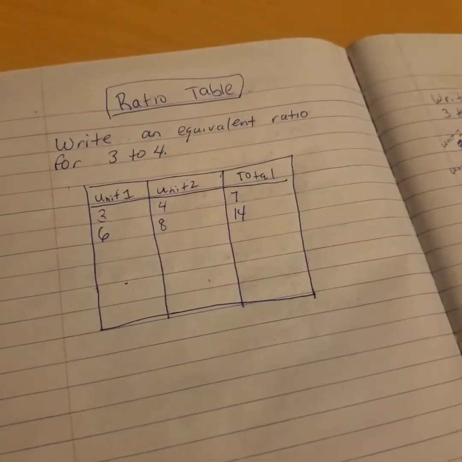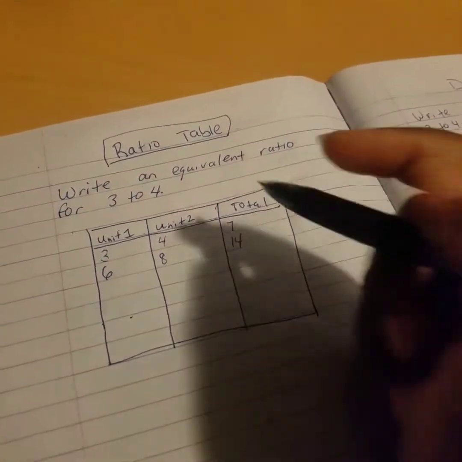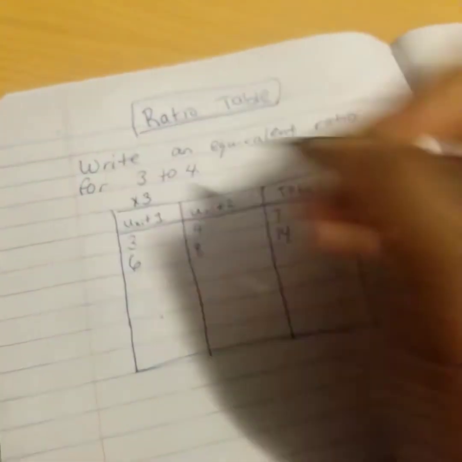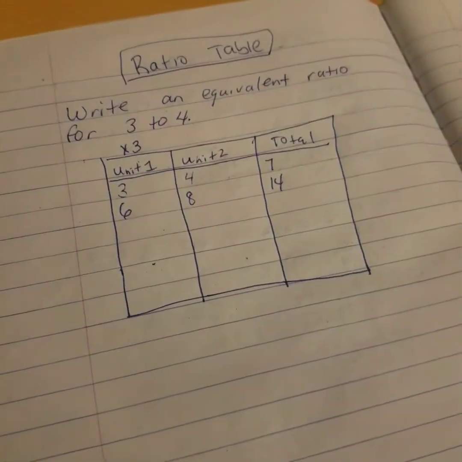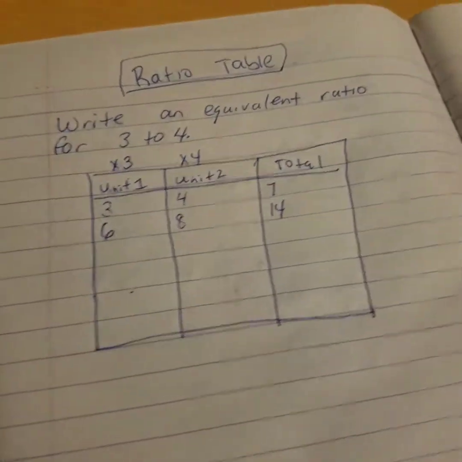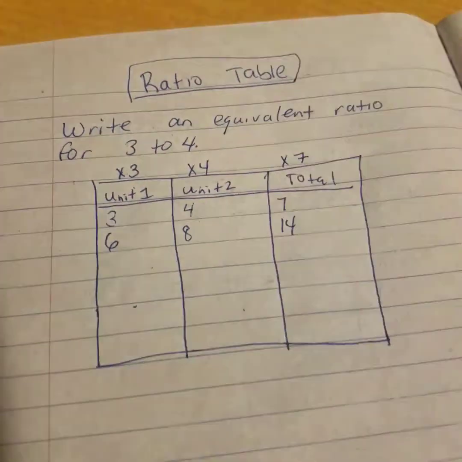Like we talked about in class, you're going to notice that there's a pattern happening. The pattern here is multiples of 3. So what I told you guys to do is write right at the top what you're multiplying by. Unit 2 is multiples of 4, so we're going to put times 4. And the total is multiples of 7, so we're going to put times 7.